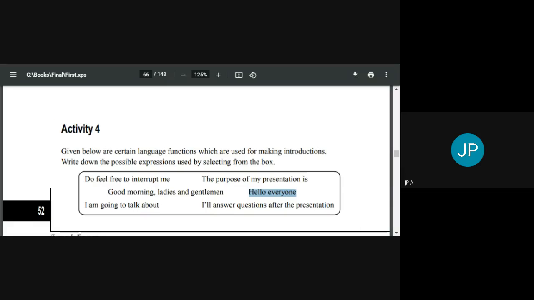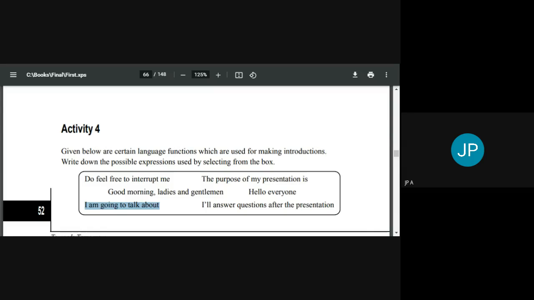The purpose of my presentation is, okay, the purpose of my presentation is the introduction of the topic. Then I am going to talk about, this is also about the topic. Okay, the third thing that you include in your presentation is about questions. So these are the three things which are there in the introduction.